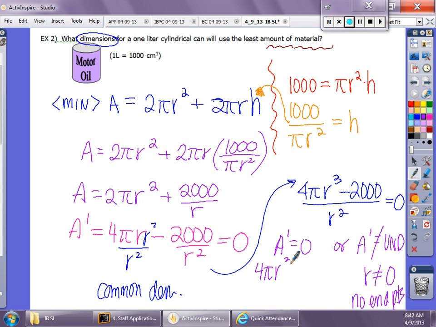4 pi r cubed equals positive 2,000. Oh, that doesn't say 2,000. Alright, it says 20,000. Alright, and then what do we get for r? We get the cube root of 500 over pi? Does that sound right? Yeah? Okay.